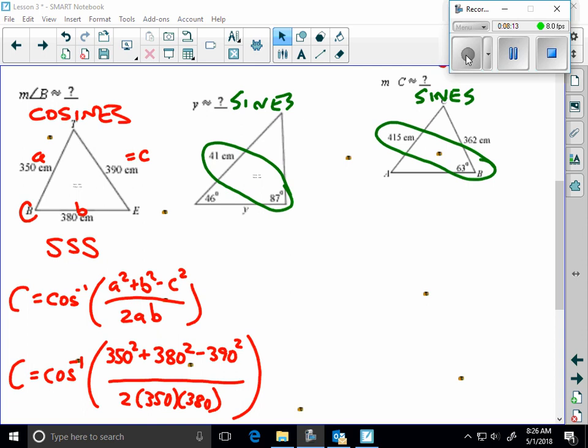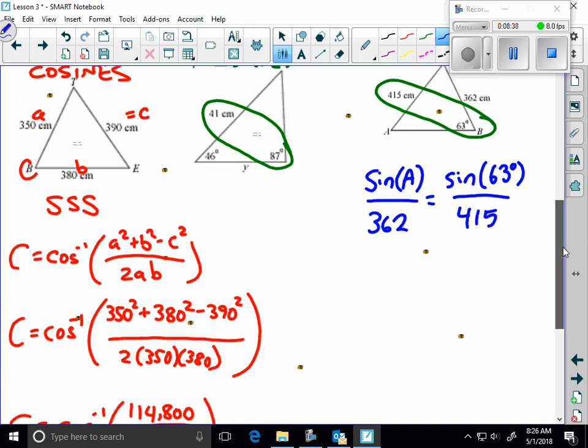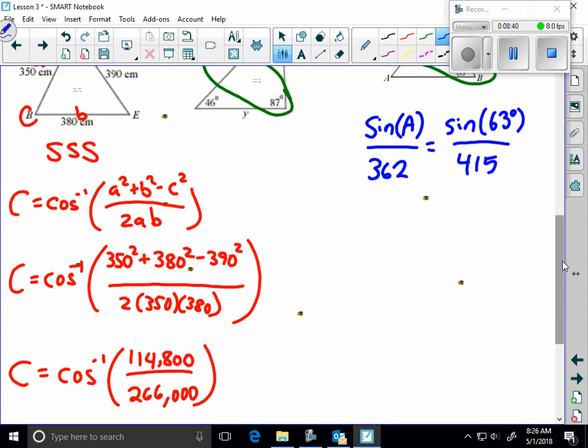Okay, let's set this last one up here for spatial reasons. I'm going to, what did I say here? Sine of A over what? 362, right? It's the side across from A. Is equal to the sine of B. Well, I know B is 63 degrees over... Yep, thank you much. Now what do I do? Cross multiply, correct. 362 times the sine of 63 is equal to 415 times the sine of A.